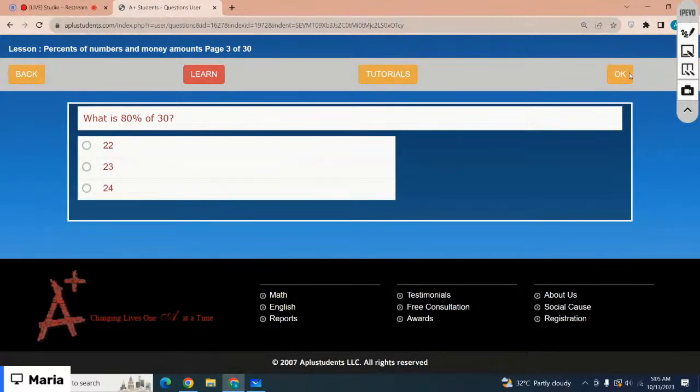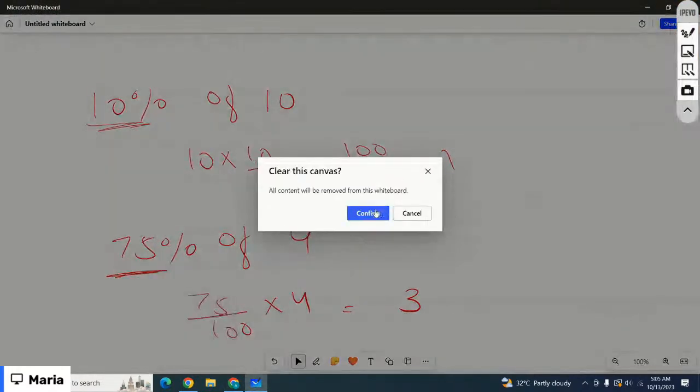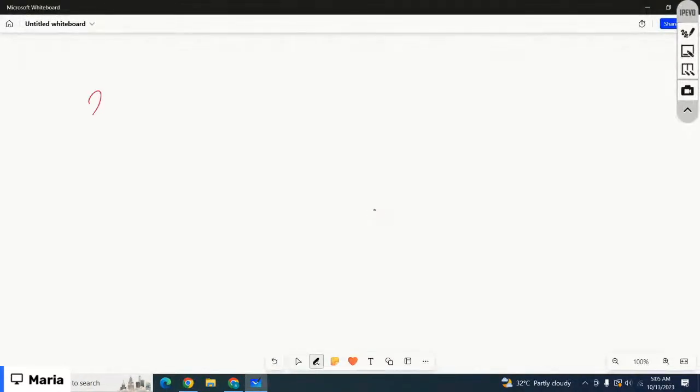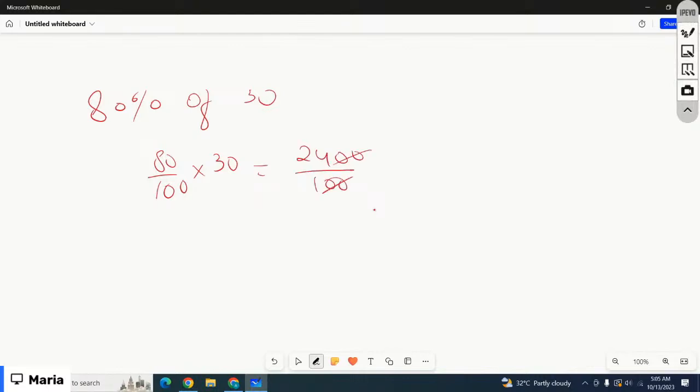80% of 30 is, which is the correct option? You have to do 80 over 100 times 30. 8 times 3 is 24, so that is 2400 over 100. You are left with 24. That means 80% of 30 is 24, right?